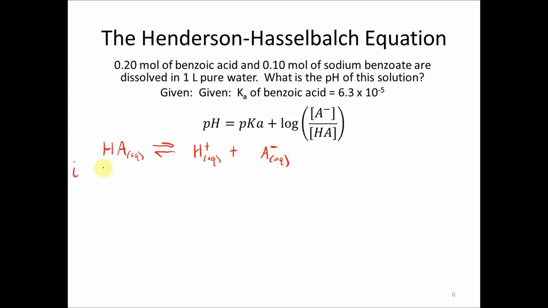So we'll just write an I line of the ICE chart. You start with 0.20 moles of benzoic acid in 1 liter of pure water, so that calculates conveniently to 0.20 molar. You start with 0 H plus and 0.10 molar in the conjugate base, sodium benzoate. From here, we need the pKa. I gave you the Ka, but this is easily calculated in much the same way that the pH is calculated. The pKa is equal to the negative log of the Ka. And using 6.3 times 10 to the minus 5 here, we get that the pKa is equal to 4.202.